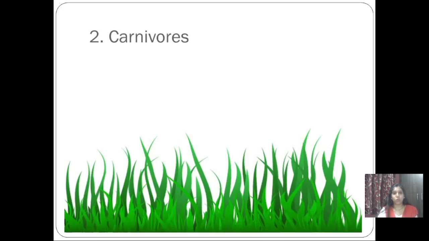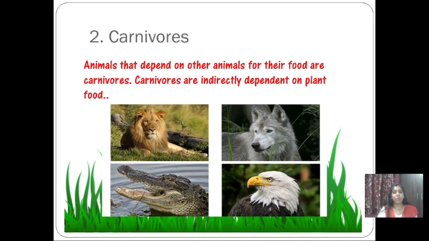Now carnivores. I hope you all know lions and tigers. They are carnivores. Animals that depend on other animals for their food are carnivores. So carnivorous animals are indirectly dependent on plant food because these carnivores eat animals which eat plant food. So they depend on them.